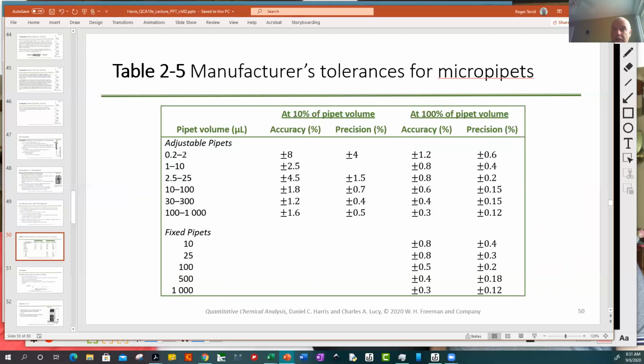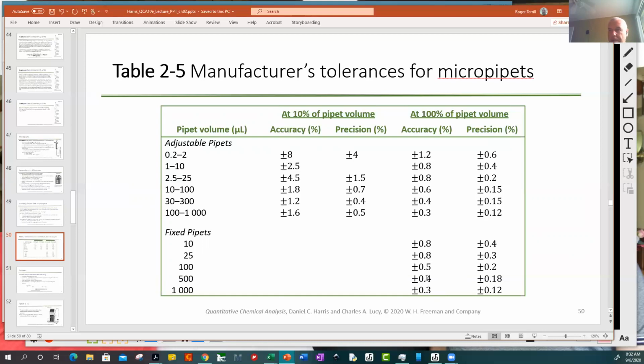So there's an issue with these really small pipettes. Sometimes you have to use them, right? Just be aware that their accuracy and their precision are limited. Let's talk about accuracy and precision. These improve as the volumes get larger, right? They improve by getting smaller values, right? 0.5, 0.3, 0.2.